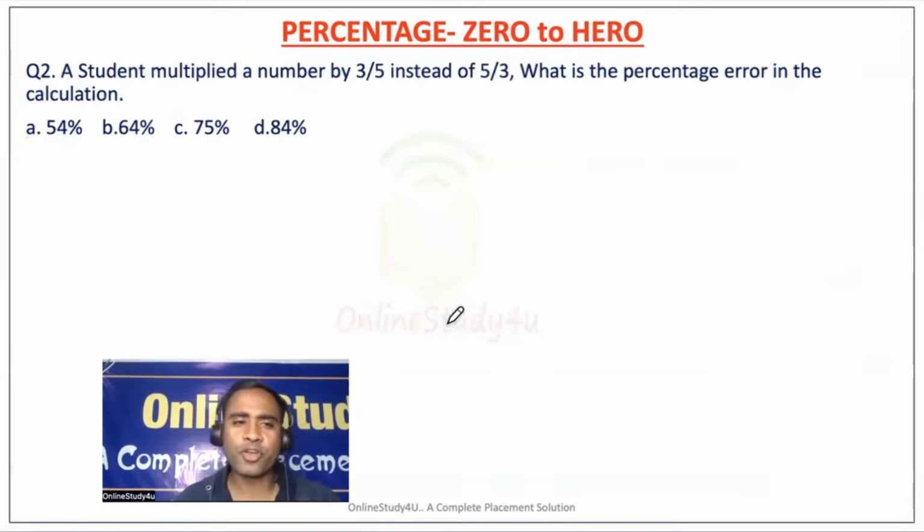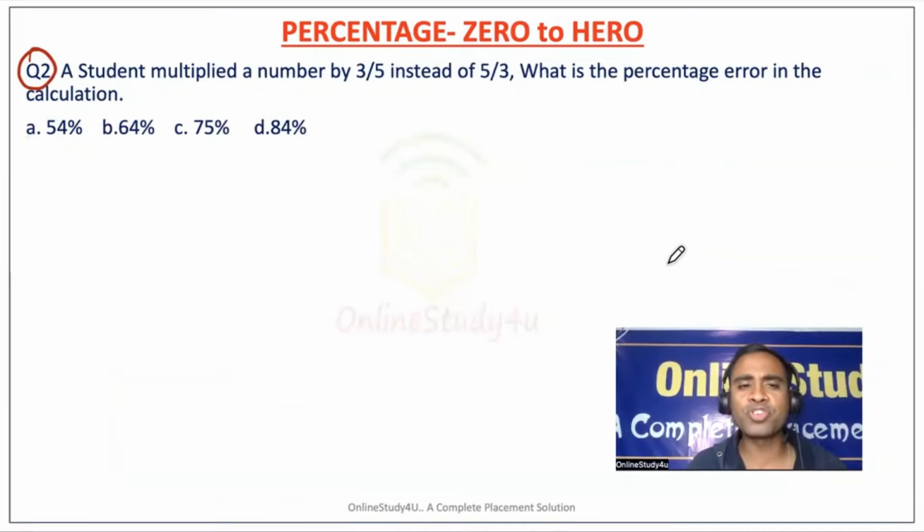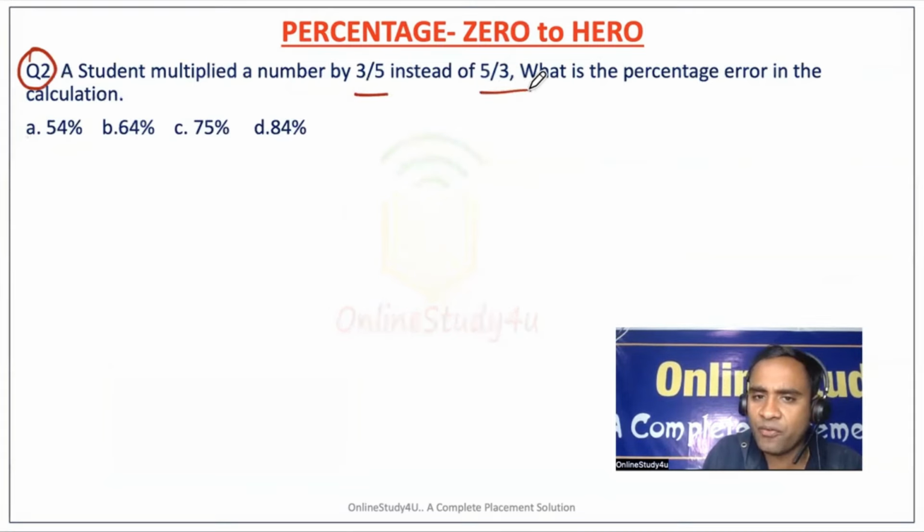Now, question number 2. Question number 2 is not a simple problem. Most of the students will definitely make mistakes here, or they will take more time. A student multiplied a number by 3 by 5 instead of 5 by 3. So originally he had to multiply by 5 by 3.